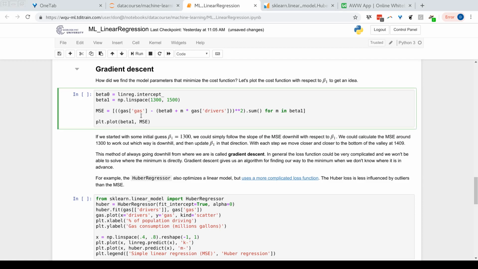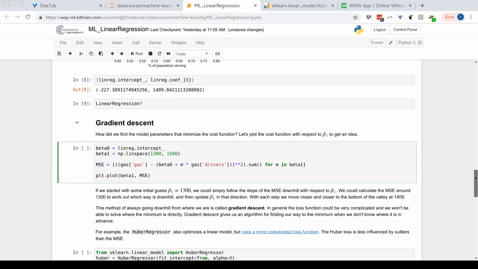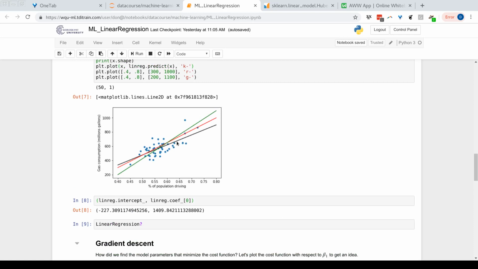Well, one way the algorithm can figure out the best value of beta naught and beta 1 is by applying gradient descent. So for this plot here, let's go ahead and plot the mean squared error for various values of beta 1, various values of the slope. We're going to set beta naught, the intercept, constant, and simply play around with modifying beta 1, modifying the slope of the line. So if we go back here, what we're doing is measuring the error if we start pivoting these lines for different angles, for different slopes.